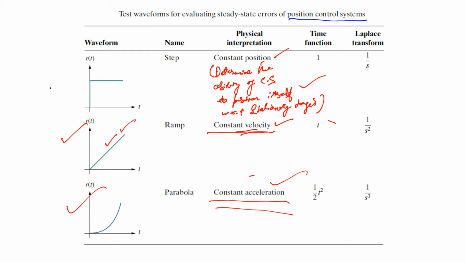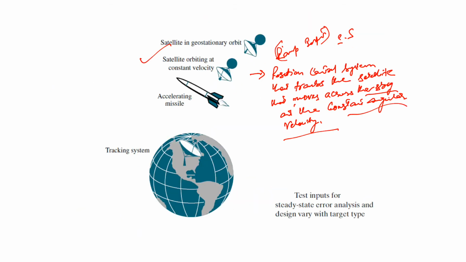It represents the constant acceleration input to the position control system and can be used to represent accelerating targets, such as this missile, to determine the steady state error performance. For that we are using the parabola input, whose second derivative is constant. That is, it has constant acceleration and is used to represent the accelerating target, which in this case is an accelerating missile, to determine the steady state error performance.